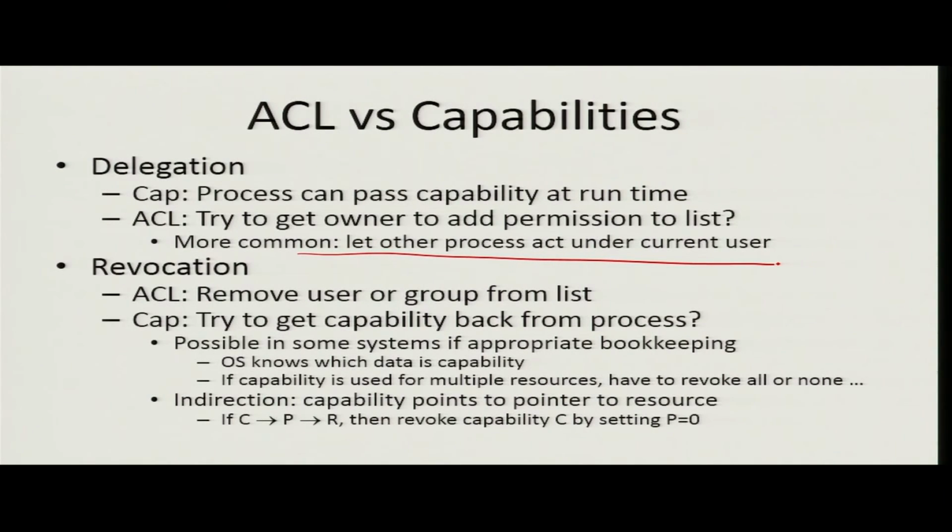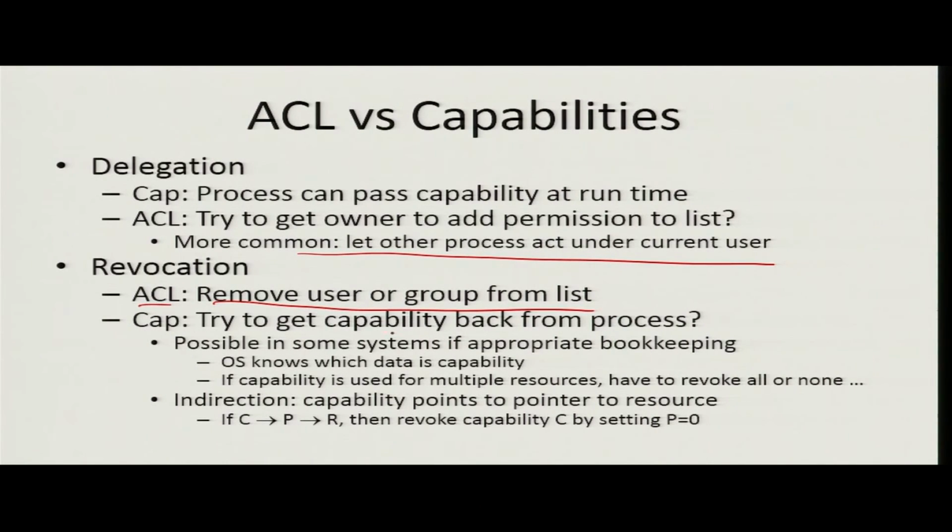The other issue is that when you want to revoke access, in ACL or access control list, what you can do is remove the user or group from the list. So, if you want that this object should no longer be available to this user, you can just go and change the access permission for that user for that object.